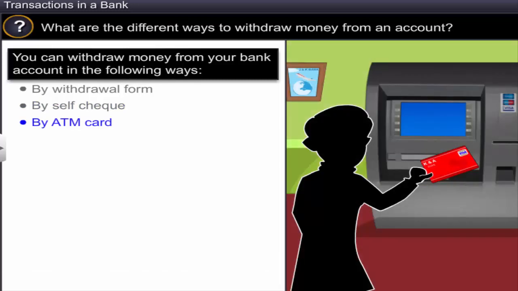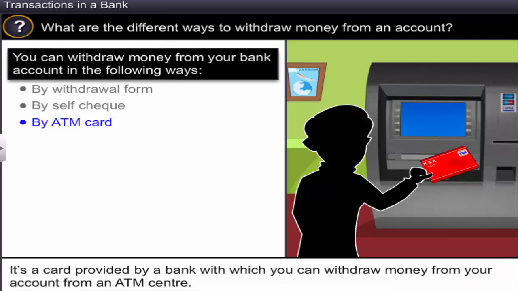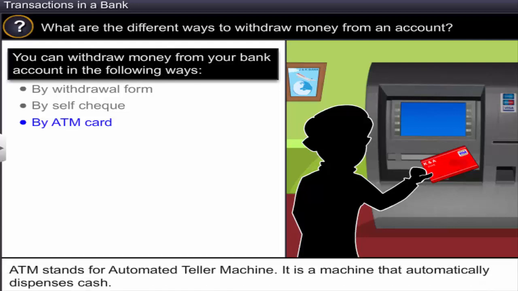Another way of withdrawing money from your account without going to the bank is using an ATM card provided by the bank. You can withdraw money with the ATM card from your account from an ATM center. ATM stands for Automated Teller Machine. It is a machine that automatically dispenses cash.